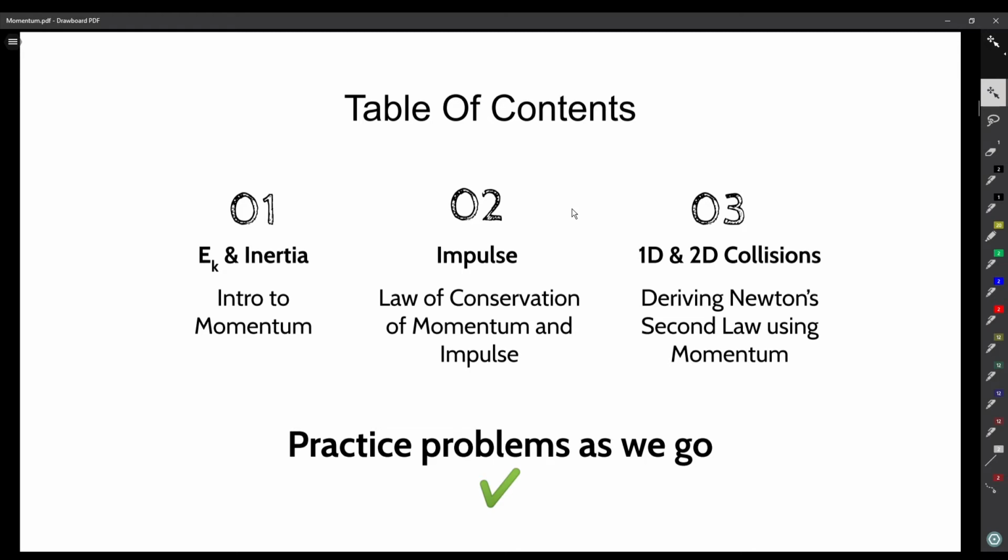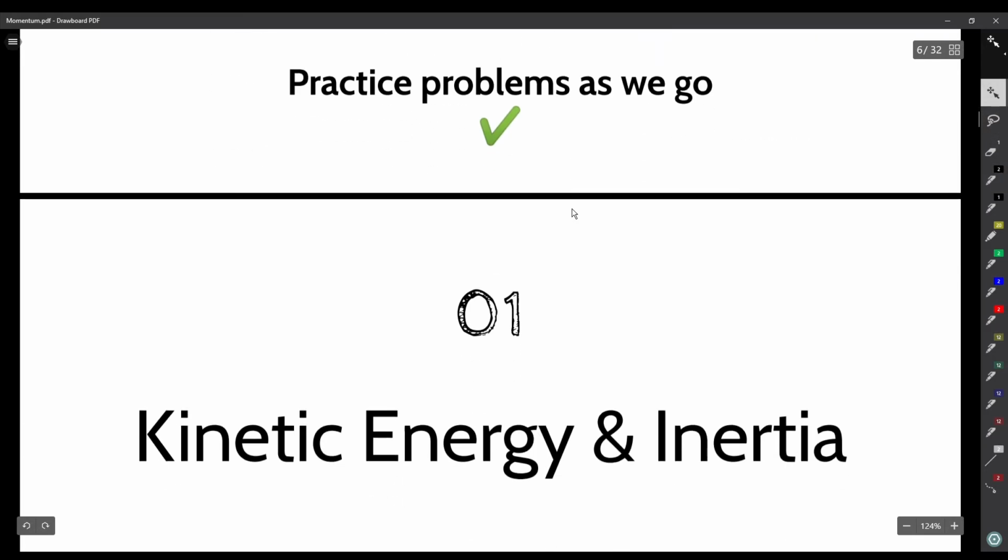1D collisions you will most definitely see on the AP Physics 1 test. 2D collisions is a little bit of an extension. However, it really is a small branch off of 1D collisions, so there's not a lot of differences in that. Now, this here says deriving Newton's second law using momentum. However, we're not really deriving, we're only going to be using it in scenarios. So, of course, practice problems as we go.